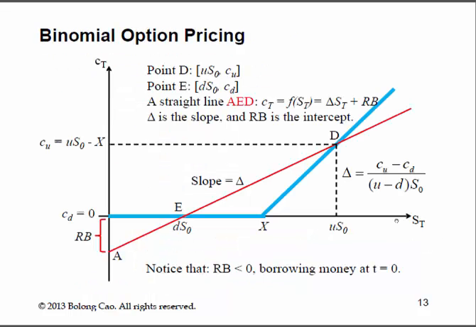Now, this is the more complete picture I've talked about for the call option. Point D is the upstate price and upstate payoff. Point E is the downstate underlying price and the downstate call option payoff.